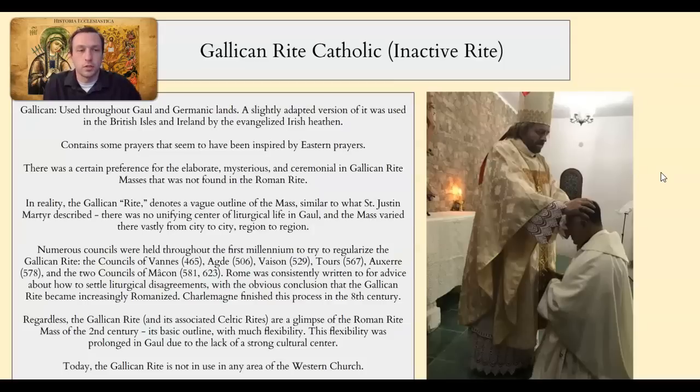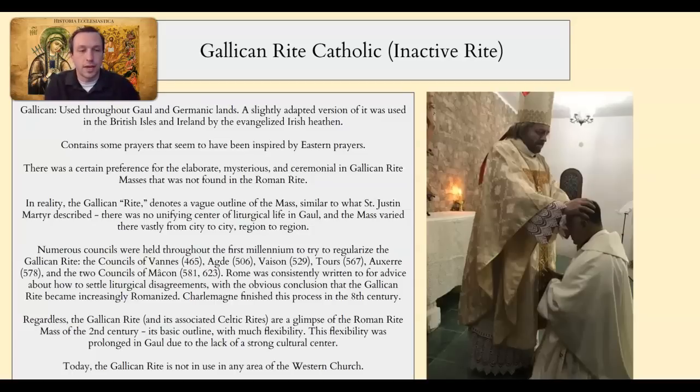The Gallican Rite described the type of liturgy which was once celebrated in modern-day France, amongst the Gauls who used to live there. A slightly adapted version of it was used in the British Isles and Ireland, and it was probably used by the evangelized Irish, who then evangelized the rest of Europe during the Viking Age, when many people were losing their faith. The Gallican Rite contains some prayers which seem to have been inspired by Byzantine prayers. There was a certain preference for the elaborate, mysterious, or ceremonial in the Gallican Rite that was not found in the Roman Rite.